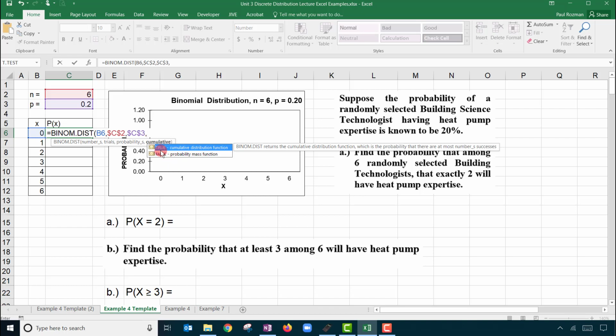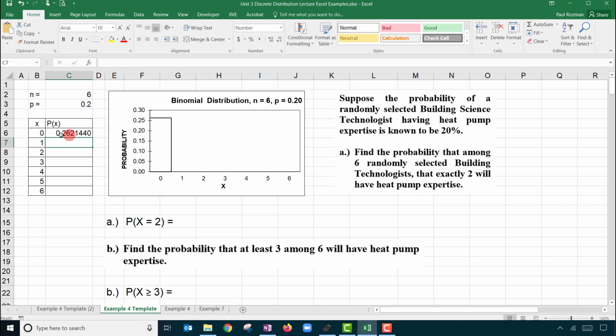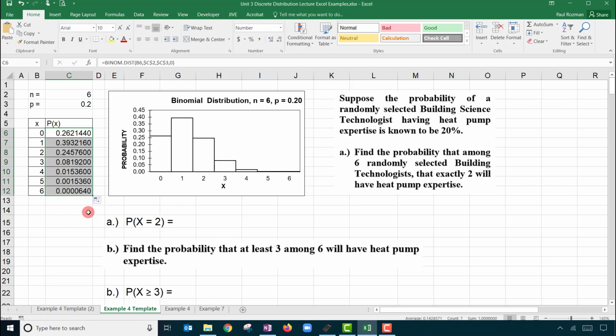So I want to say false, or it's 0 for false and 1 for true. Or you can just select these with your mouse. The reason I don't want it to be cumulative is I only want the probability of this value. I don't want it to sum up all the previous values. So here's the probability of 0 successes in 6 trials. And if I want all the other ones, now I can just copy that down. And I had already built the graph here so that it's plotting this data. And you can see it's the same picture that we had in our lecture notes.